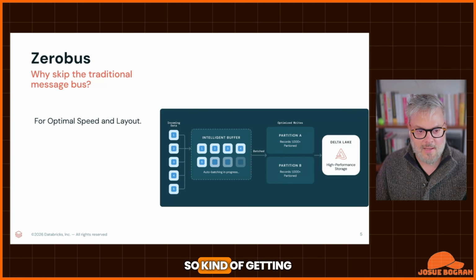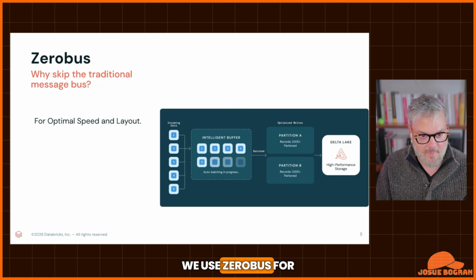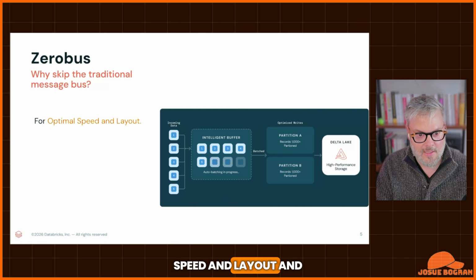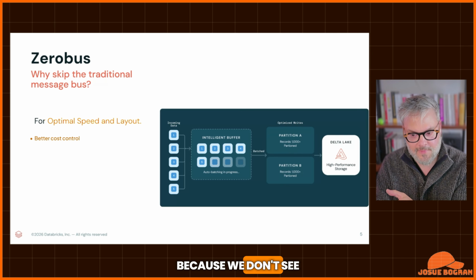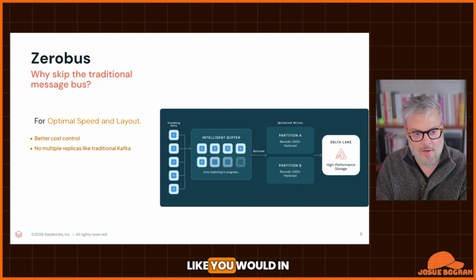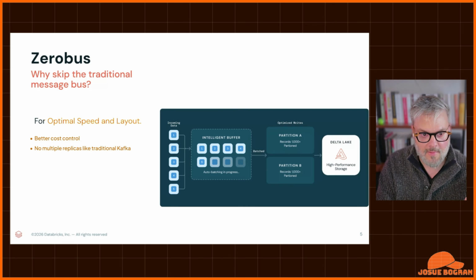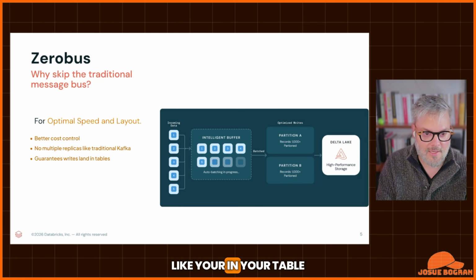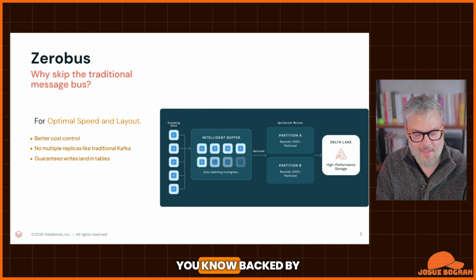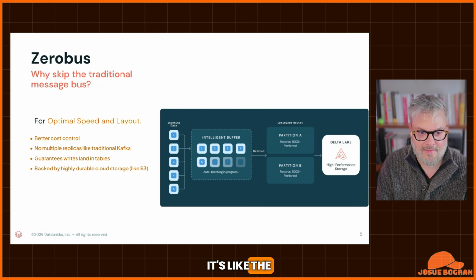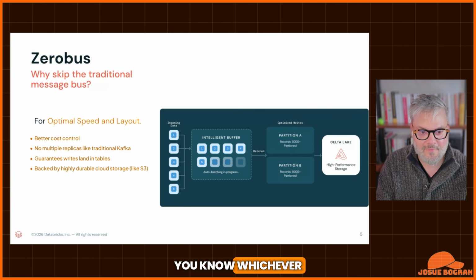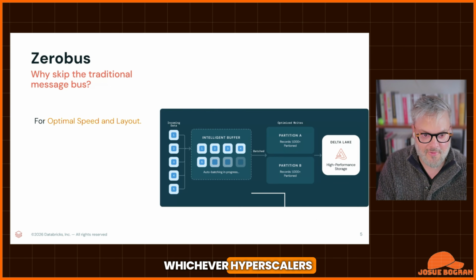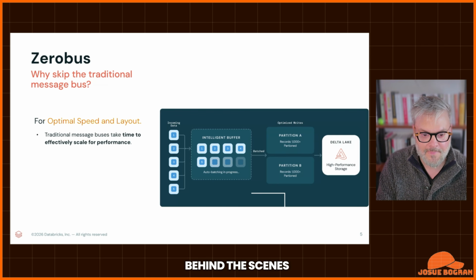So, getting to the crux, right? We use Zerobus for optimal speed and layout, and also for cost controls, because we don't see a bunch of different replicas here like you would in a traditional Kafka cluster, because we can guarantee that the writes are going to occur and that they'll actually land in your table, which is already backed by the nine nines of S3 storage, or whichever hyperscaler storage format you're using behind the scenes. And so, these are big things.